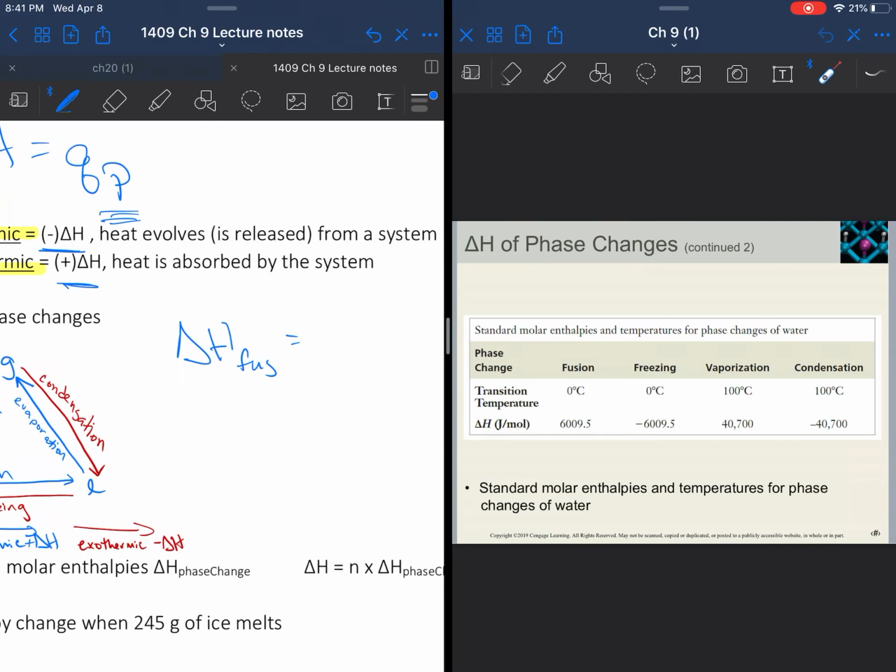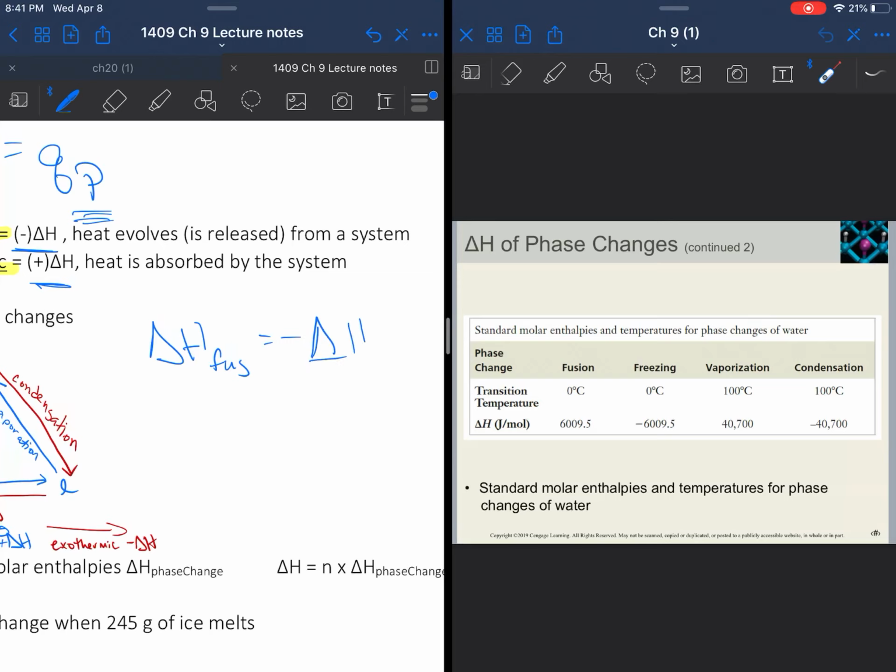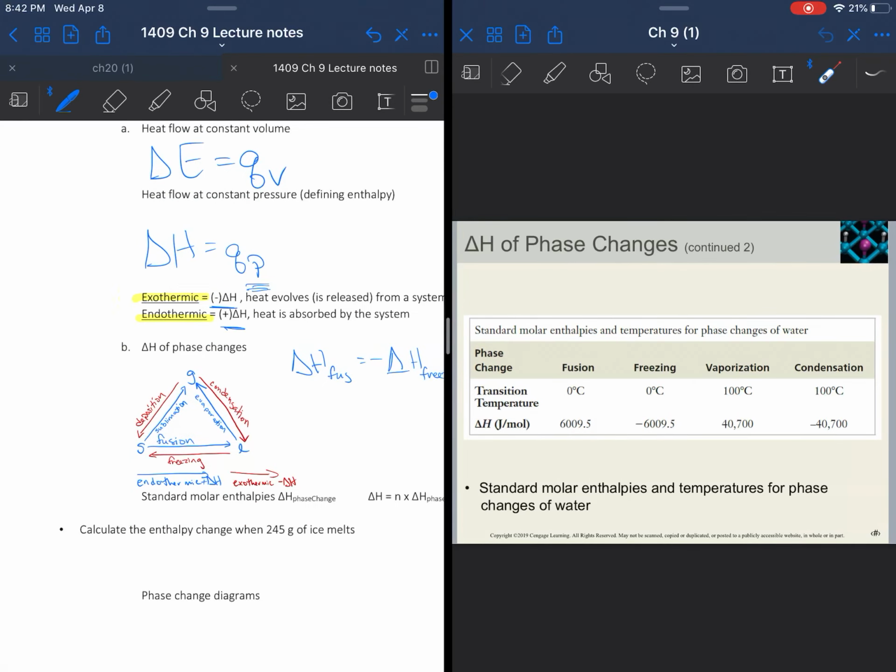So what you notice here is delta H of fusion, the melting, is equal but opposite in sign to delta H of freezing. If a mole of water requires 6,009.5 joules to melt, when it freezes, that same quantity of water will give off 6,009.5 joules of energy. You see the same when you compare vaporization and condensation. The vaporization is endothermic, the condensation is exothermic, equal and opposite.